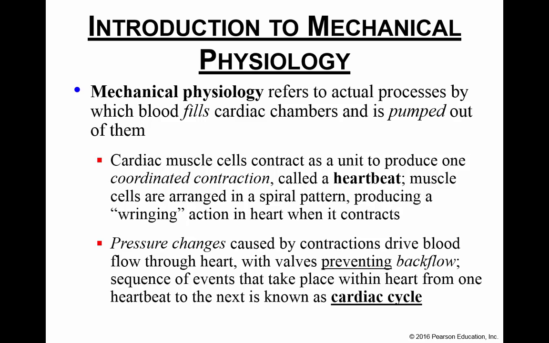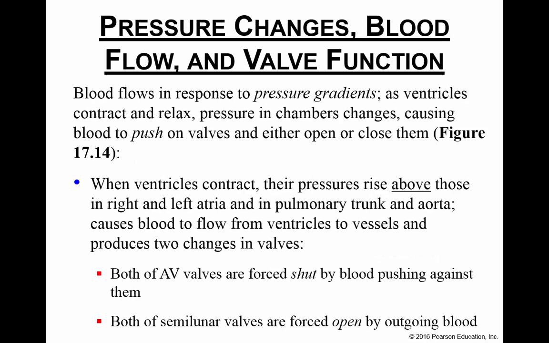And when your heart beats, the cells are arranged in a spiral pattern, so it's more of a wringing action, like you're wringing out a cloth when the heart contracts. And there are pressure changes that drive the blood flow through the heart. And the valves keep it from flowing backwards. So all the events that take place from one heartbeat to the next, that's called the cardiac cycle.